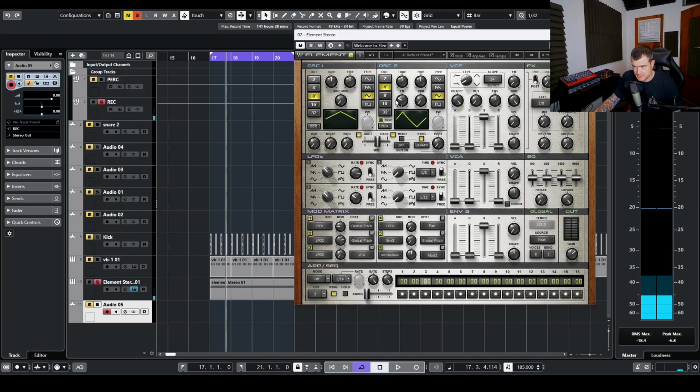I've just clicked sync on the actual FM. Yes, this syncs the FM. Instead of it just being randomly out of phase, it's actually syncing them together.